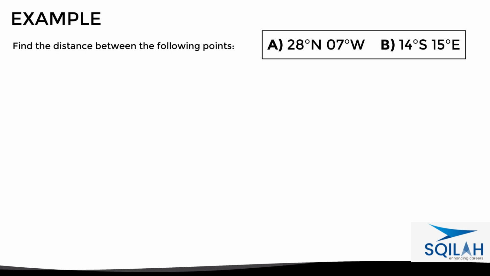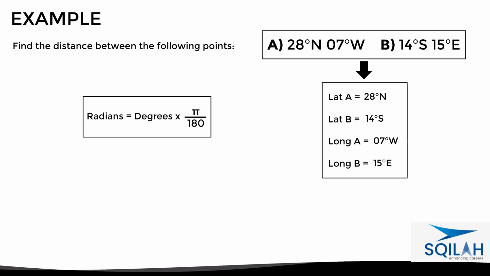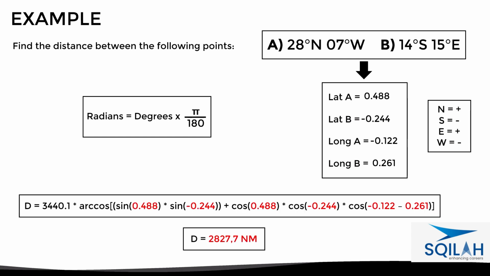Let's see an example of how to use it. Suppose we want to determine the distance between these points. So here we have the corresponding latitudes and longitudes. However, in order to convert them to radians, it is necessary to change the sign according to the hemisphere. In this case, the northern and eastern hemispheres are positive, while the southern and western are negative. After doing this, we can now convert them to radians using this formula. Once this is done, we can now replace them in the formula and do the math, obtaining as a result a distance of 2,827.7 nautical miles.